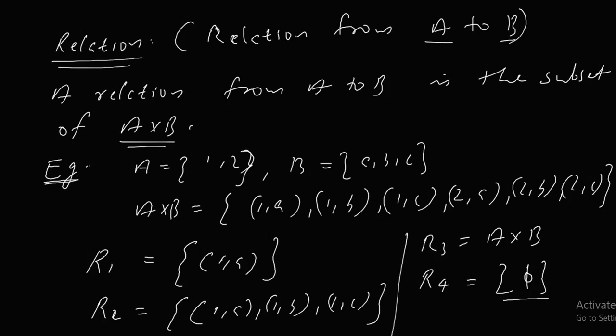Now the question is, how many such relations are possible? When you think about it, as many subsets as are possible for a set, that many relations are also possible, because every subset is a relation. So the number of subsets of A cross B will give you the number of relations. Now the question is, how can we find it out? This is the next question.